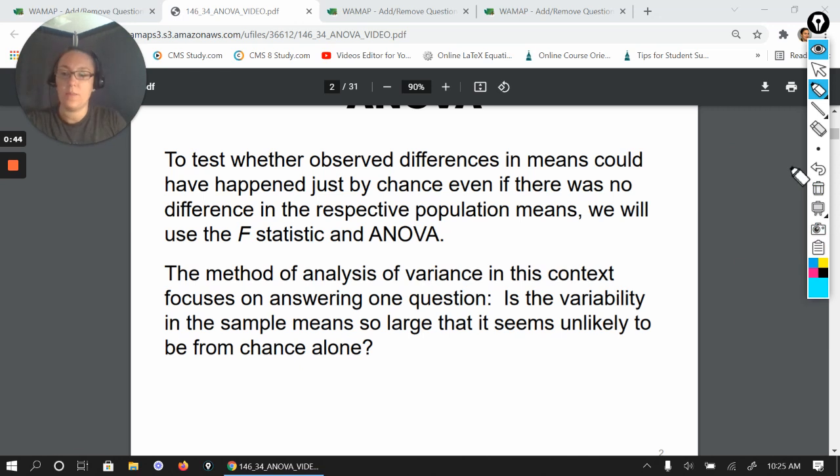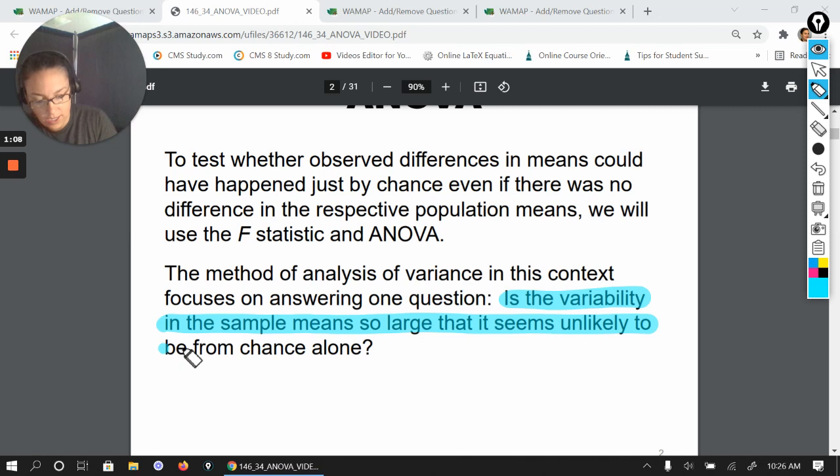So to test whether observed differences in means could have happened just by chance, even if there was no difference in the respective population means, we will use the F statistic and ANOVA. The method of analysis of variance in this context focuses on answering one question: is the variability in the sample means so large that it seems unlikely to be from chance alone?